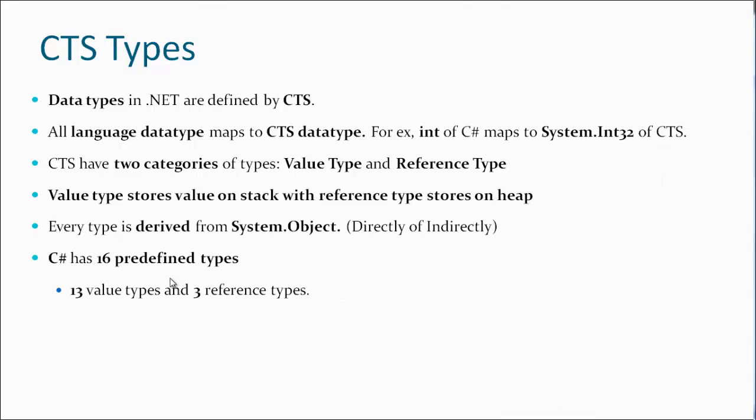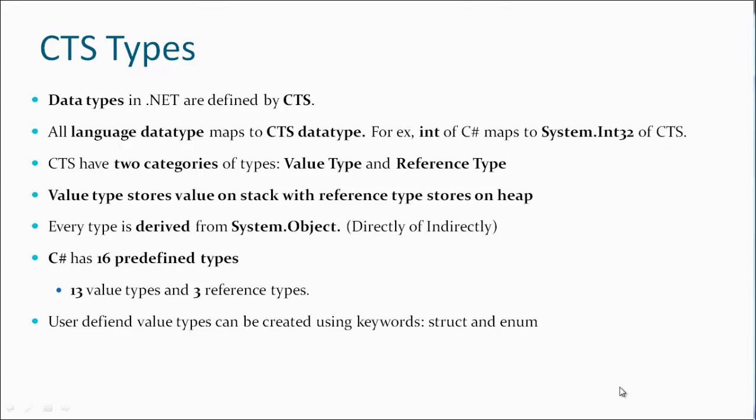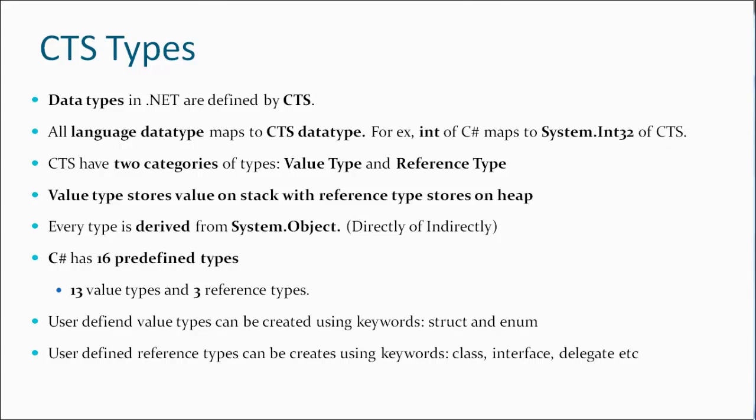C# has 16 predefined or built-in data types, out of which 13 are value types and 3 are reference types. User-defined value types can be created using the keywords struct and enum. In the same way, reference types can be created using the keywords class, interface, delegates, etc. To make things more clear, let us see this example.